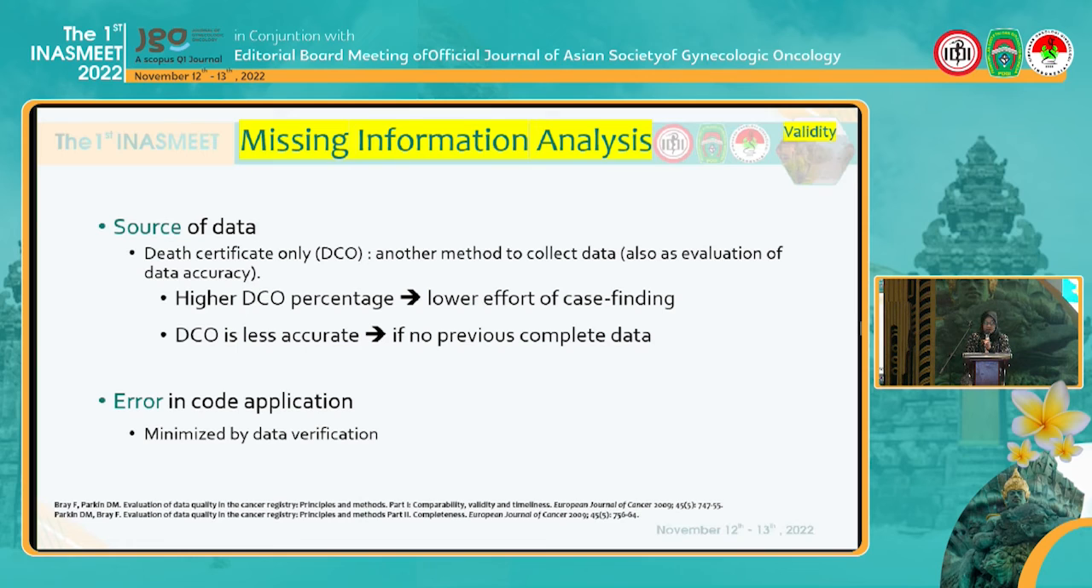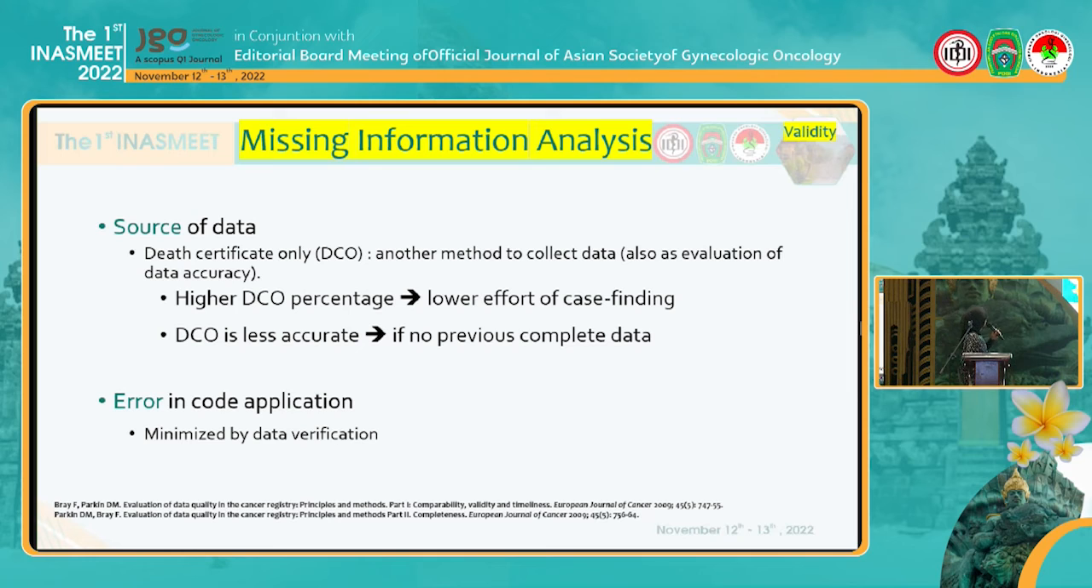So for survival, we find it very difficult. That's why I asked the question yesterday: should we wait for this to be fixed? Because if we have to wait until it is fixed, we are not going to publish anything from our data. Yes, we know that DCO is less accurate, but there is no previous complete data.